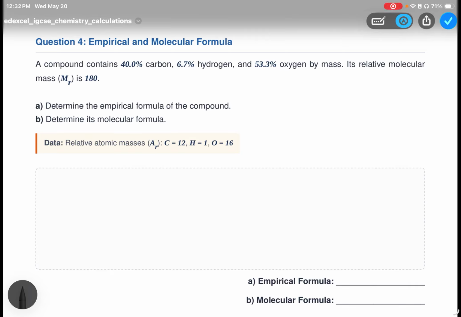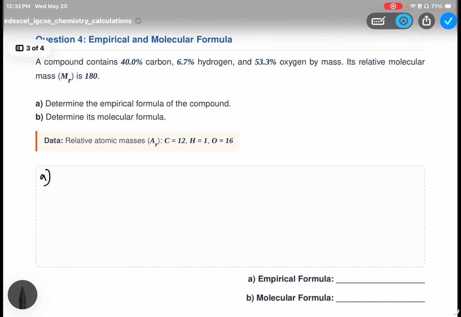Hello everyone, welcome back to another video where we will be dealing with how to find the empirical formula, as well as using that to calculate the molecular formula. The information given here is a compound contains 40% carbon, 6.7% hydrogen and 53.3% oxygen by mass, and its molecular mass is 180. First we need to calculate the empirical formula of the compound.